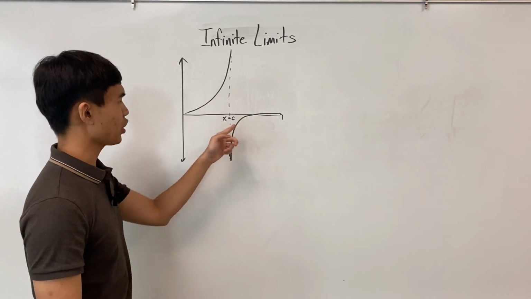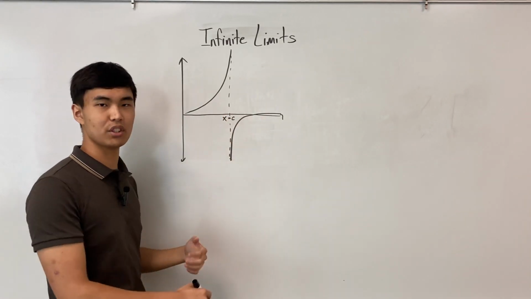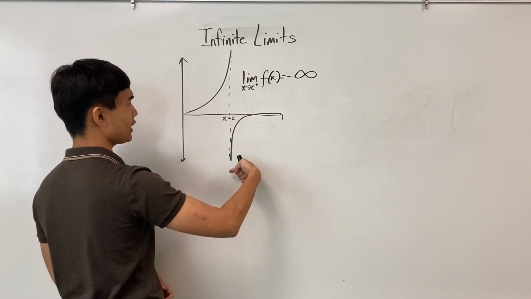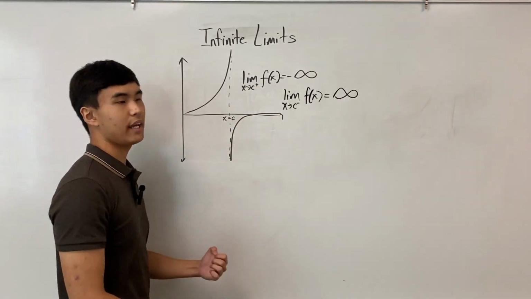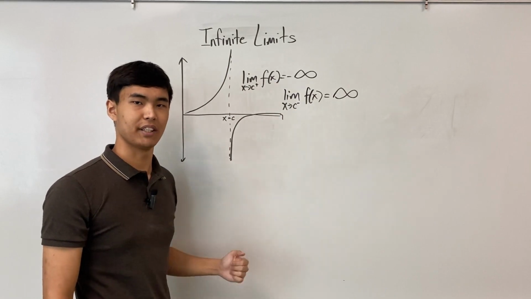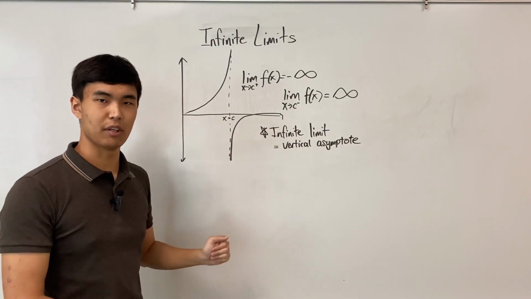Since depending on which direction you approach c from, it either goes to positive or negative infinity, we have to use one-sided limits here. We can say that the limit as x approaches c from the right is negative infinity, and the limit as x approaches c from the left is positive infinity. And you should note that an infinite limit indicates a vertical asymptote at c.